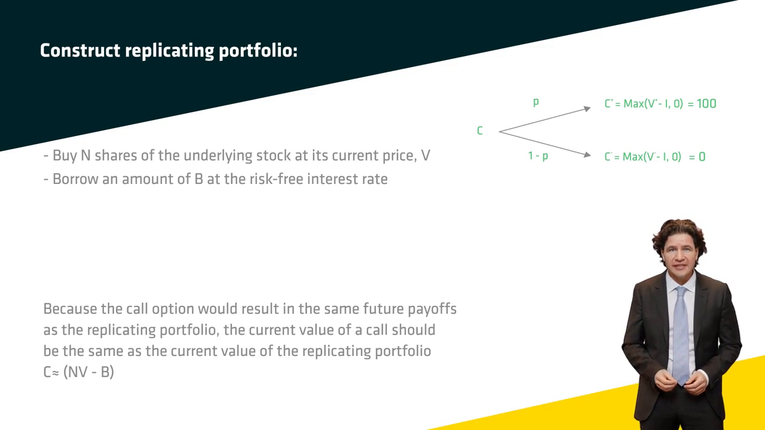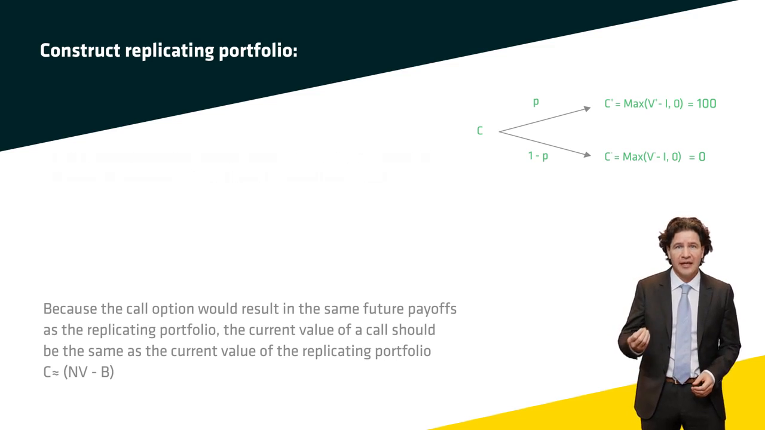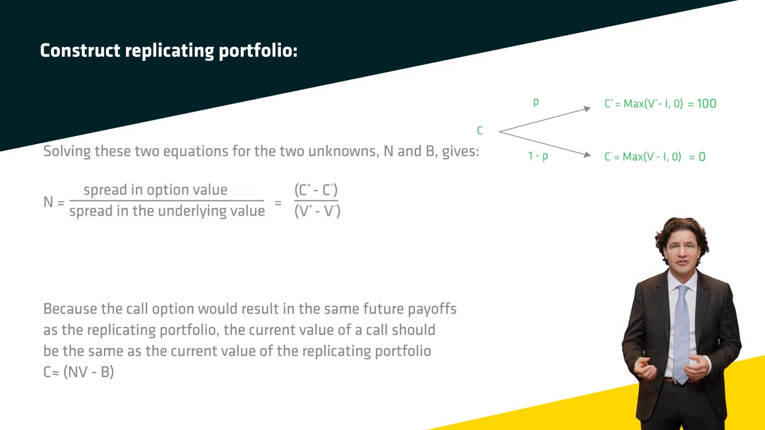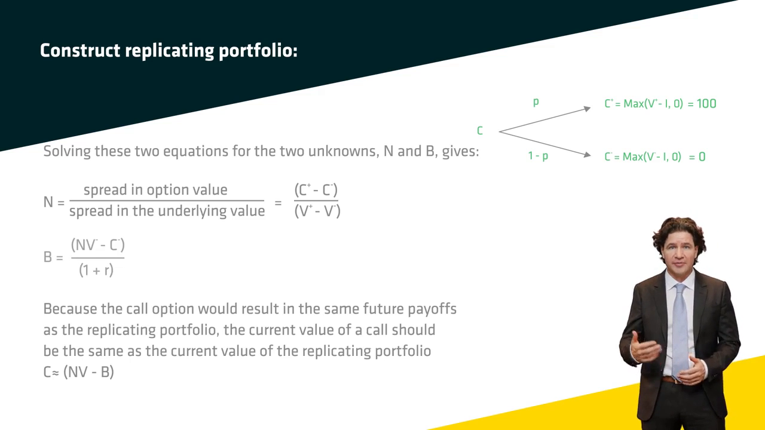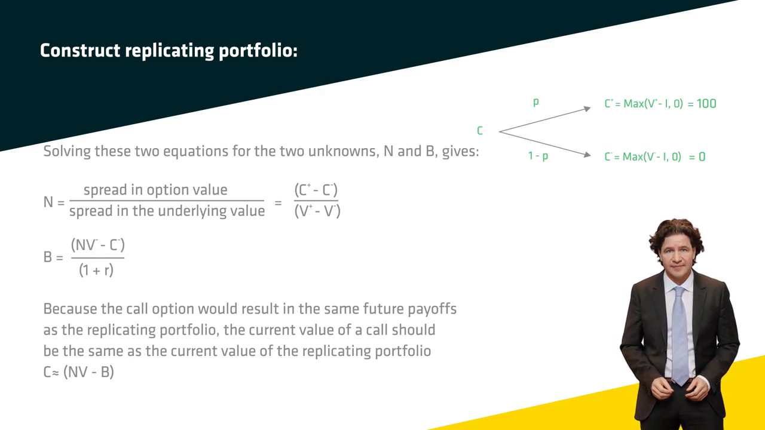Solving these two equations, equating the payoff of the option and the replica, for the two unknowns, the number of shares and the bonds, gives you the following expression. The number of shares of the underlying asset that we need to buy to replicate one option, N, equals the spread in option values divided by the spread in stock values. We then determine the amount to be borrowed, B, by plugging in the value of N and solving the equation.